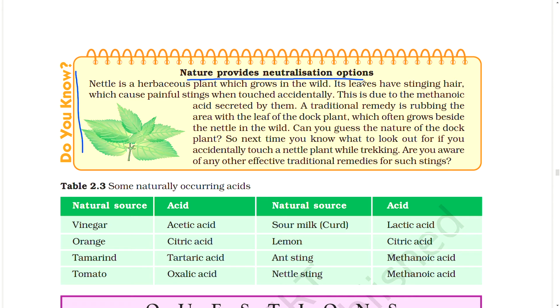A traditional remedy is rubbing the area with the leaf of the dock plant, which often grows beside the nettle in the wild. Can you guess the nature of the dock plants? So next time you know what to look out for if you accidentally touch a nettle plant while trekking. Are you aware of any other effective traditional remedies for such stings? Comment this.